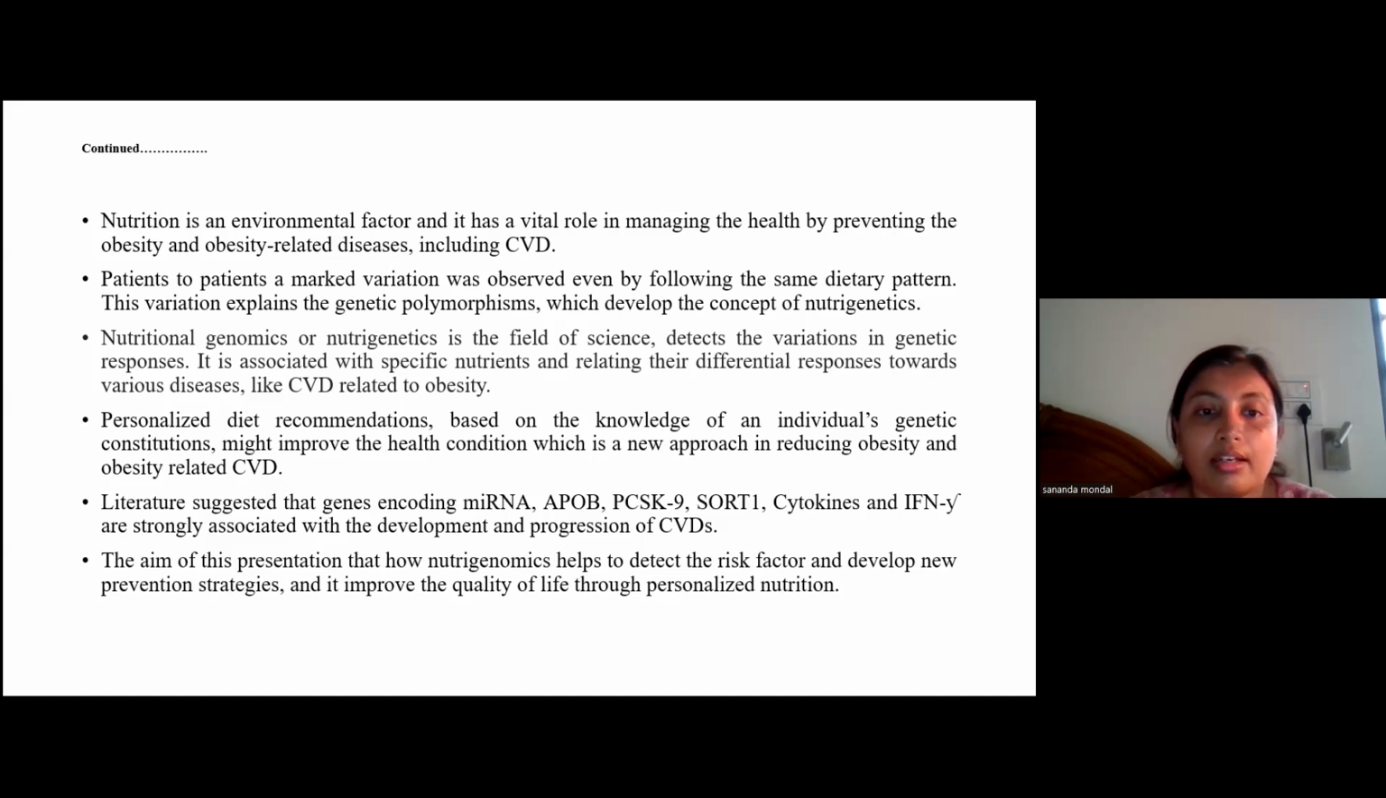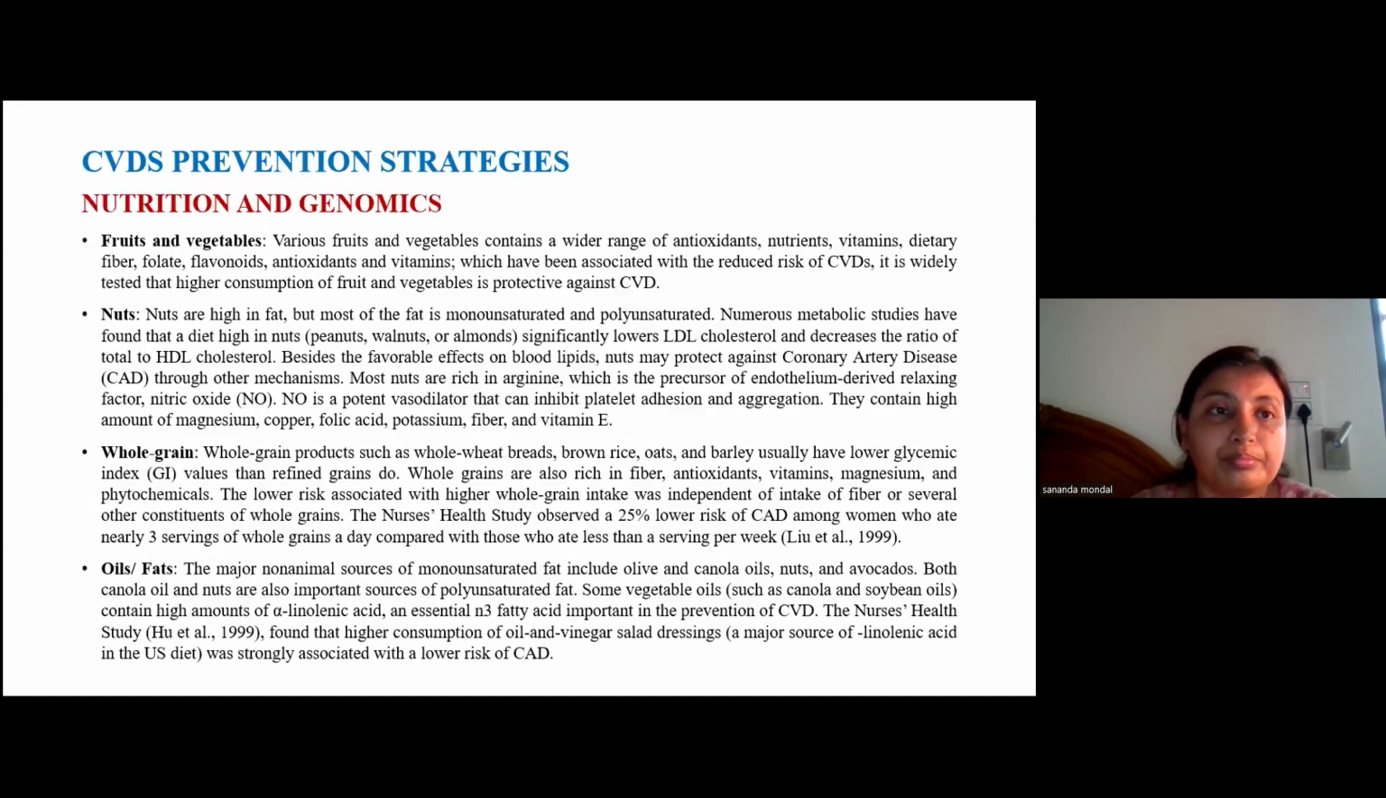Literature suggested that genes encoding miRNA, APOB, PCSK9, SORT1, cytokines, and IFN gamma are strongly associated with the development and progression of cardiovascular diseases. The aim of this presentation is to show how nutrigenomics helps to detect risk factors and develop a new prevention strategy, and how it improves quality of life through personalized nutrition.